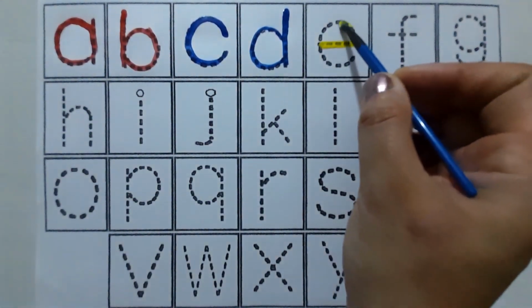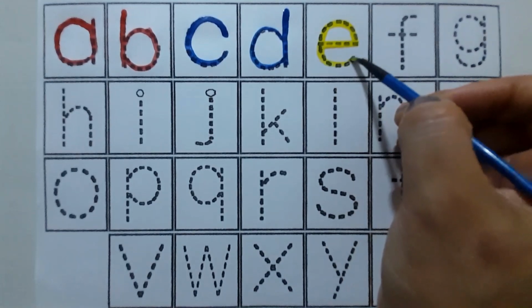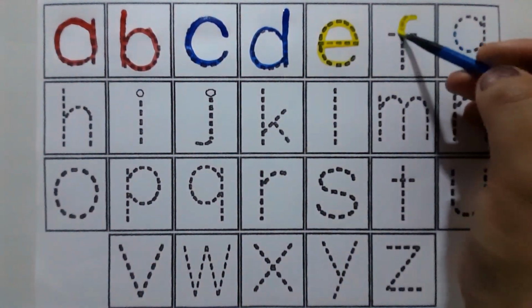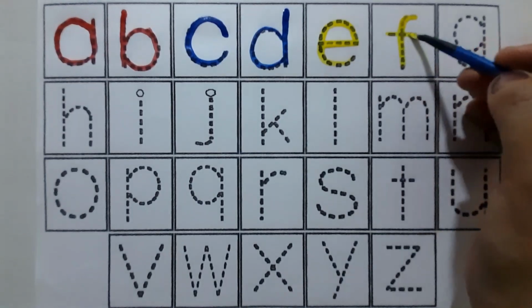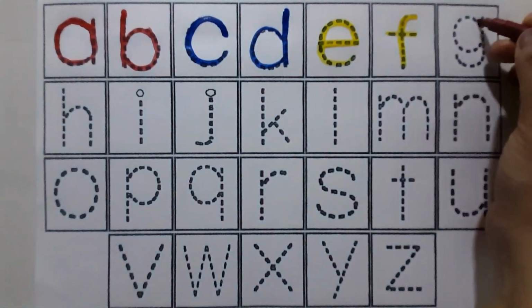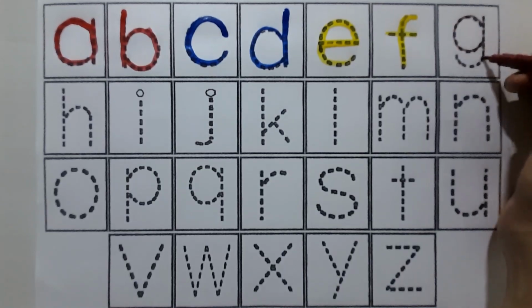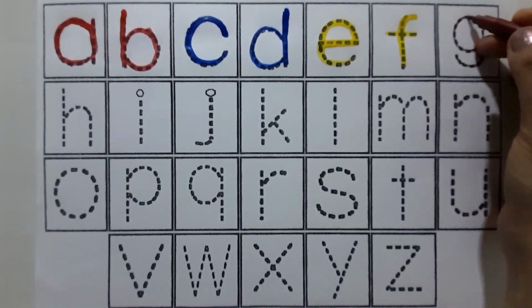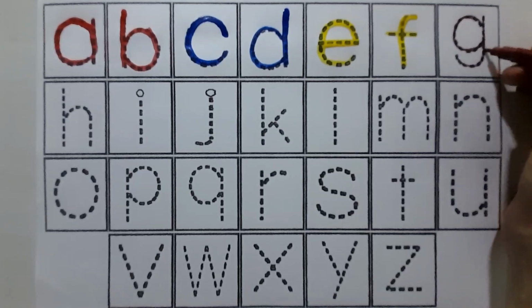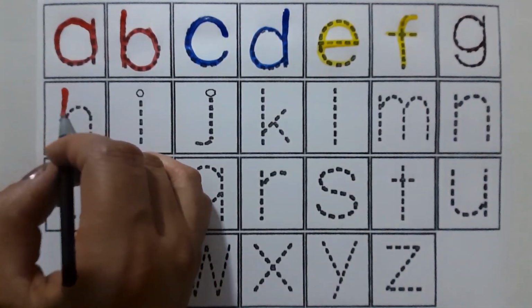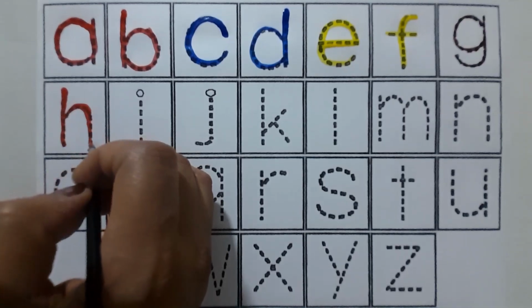Small e, yellow color. E for egg. F for fan, yellow color. G for grapes, brown color. H for horse.